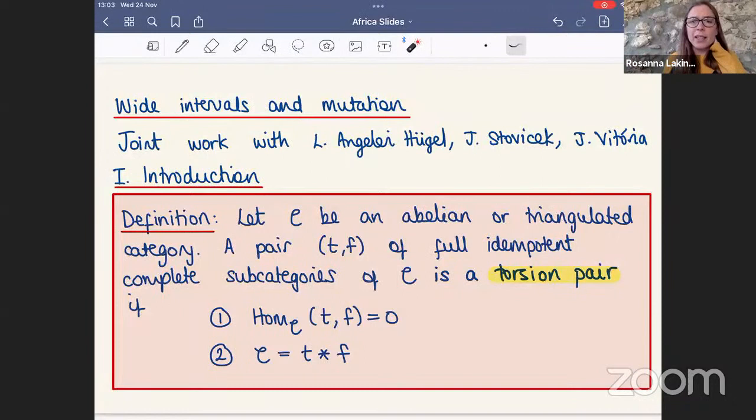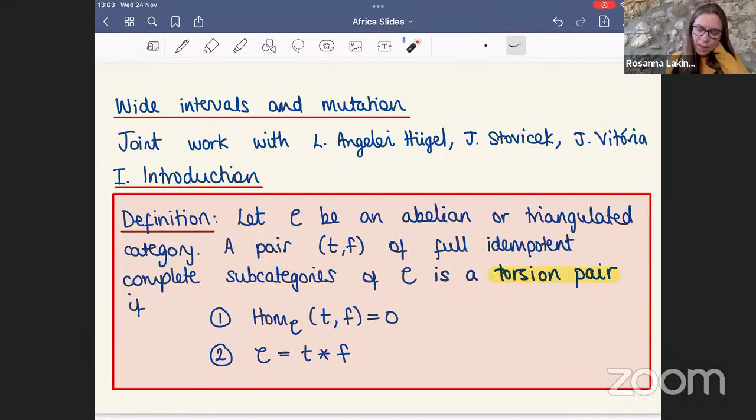What I want to talk to you about today is the interaction of this operation of mutation with a structure that arises in the study of torsion pairs in representation theory. These are the so-called wide intervals. So let me start by introducing the idea of wide intervals, and then I'll end the talk by talking about this connection with mutation.